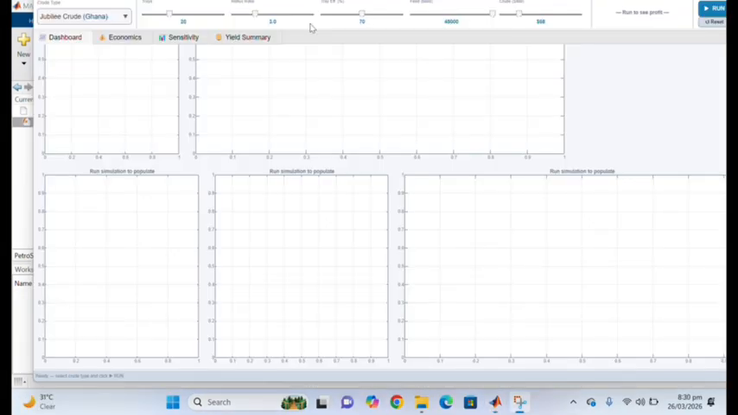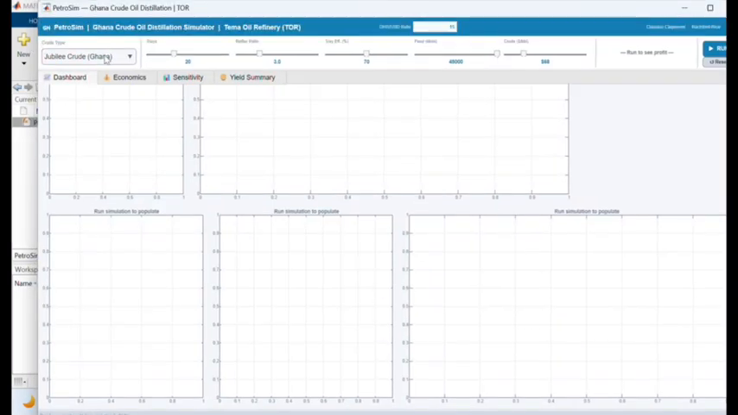Perfect. So as you can see, the first thing at the top left corner is Jubilee crude (Ghana). This is simply the crude type we are using. We've built our model in such a way that the crude type can be changed, but the default one is Jubilee crude because that is what is used in Thermal Oil Refinery. You can also change it to the Bonga crude, which is used in Nigeria. So if our model were to illustrate the Dangote refinery, the Bonga crude could be used.